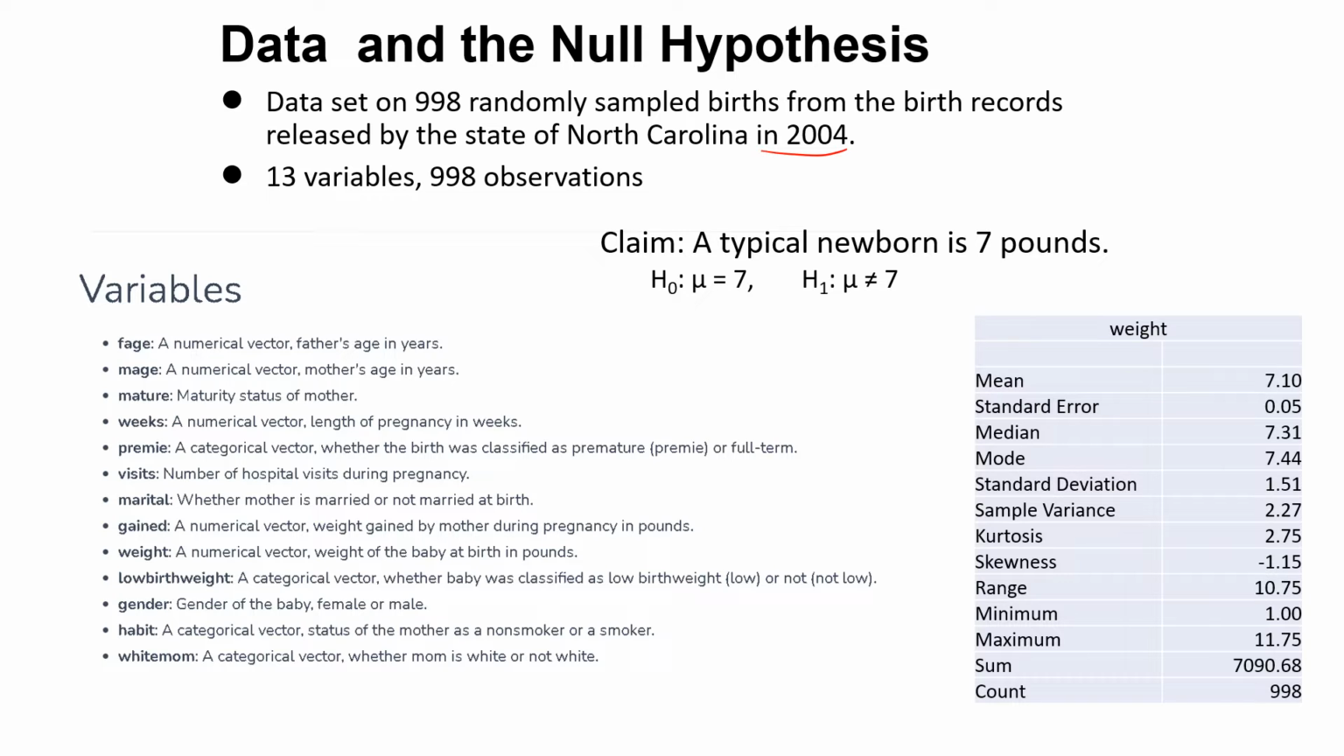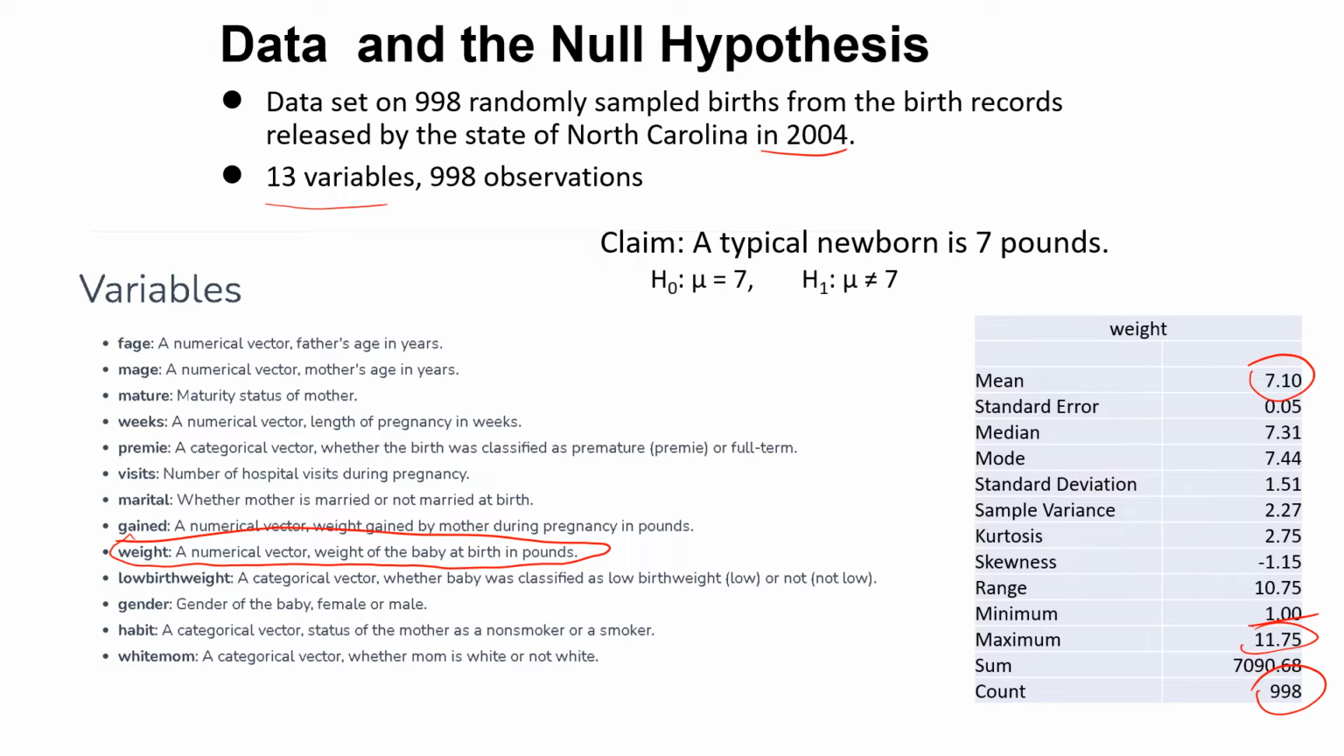We have 998 observations and 13 variables. We will focus on weight variable specifically. North Carolina being the population, the statement we will be testing is that the population mean has a birth weight of 7 pounds. We have a sample with a mean of 7.10 pounds, and we have newborns with weight as low as 1 pound all the way up to 11.75 pounds.